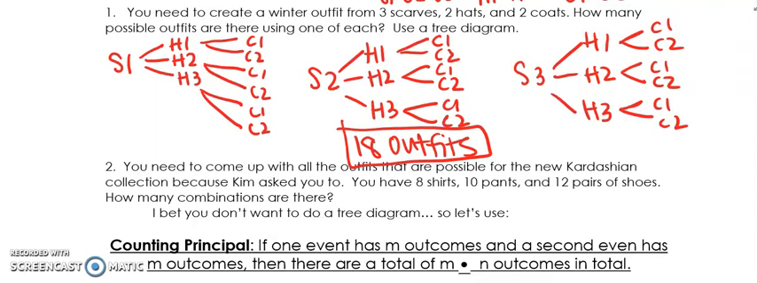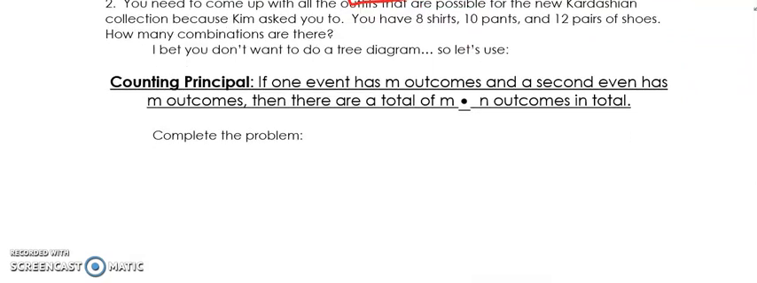How many combinations are there? I bet you don't want to do a tree diagram. Think about that. 8, 10, and 12. Oh my gosh. So let's use the counting principle. If one event has M outcomes and a second event has N outcomes, then there are a total of M times N outcomes.